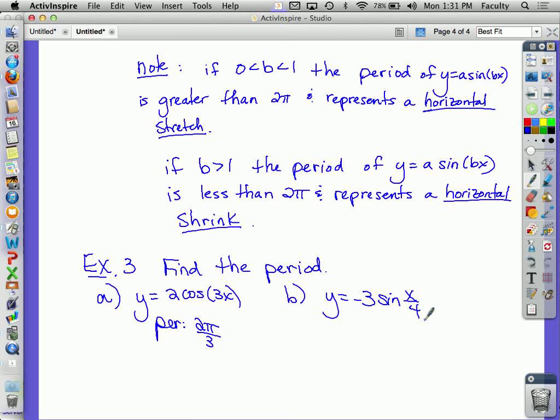Alright, and what about in this one? Y equals negative 3 sine x over 4. Well, the period length is 2 pi divided by b. Well, but what's b? 1/4. It's not 4. Okay, the number in front of x would be understood to be a 1/4. So 2 pi divided by 1/4, when you divide by a fraction, you multiply by the reciprocal, so it's 8 pi. So this is definitely a horizontal stretch. It's 4 times as wide.